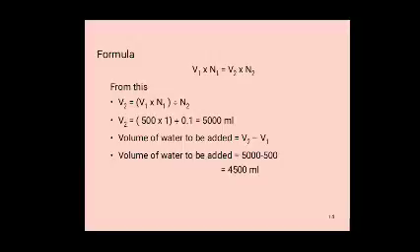According to dilution law, N1 V1 is equal to N2 V2. Therefore, V2 is equal to N1 V1 by N2, that is 1 into 500 by 0.1, which is equal to 5000 ml.